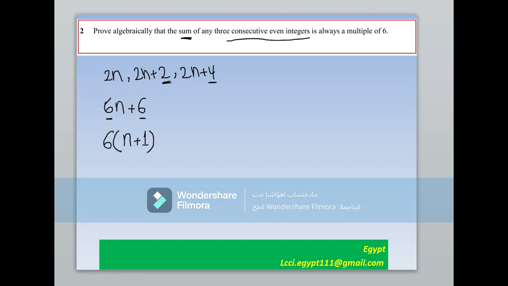So this is a multiplication times 6, so it's a multiple of 6. If there is here 5, it's a multiple of 5. 4, it's a multiple of 4. 3, it's a multiple of 3. 6, it's a multiple of 6. Let's see another question.